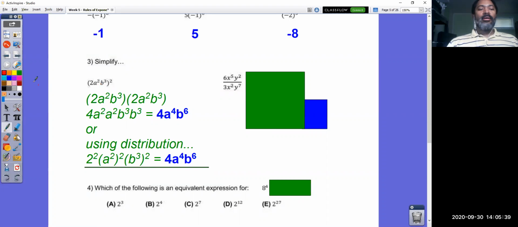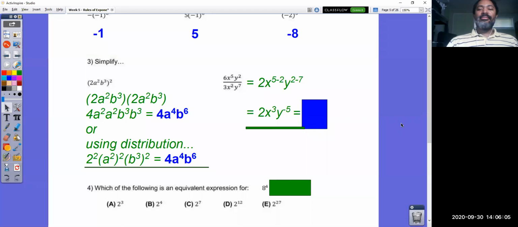Now, in multiplication, if I have a base raised to an exponent, we add the exponents: a squared times a squared, we add those exponents. Then in division, we subtract them. We know 6 divided by 3. Then I have x to the 5 over x to the squared, so that's x to the 5 minus 2. And then y to the 2 minus 7. We can simplify that, because 5 minus 2 is 3, and 2 minus 7 is negative 5.